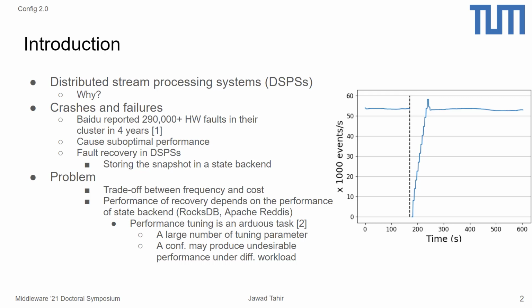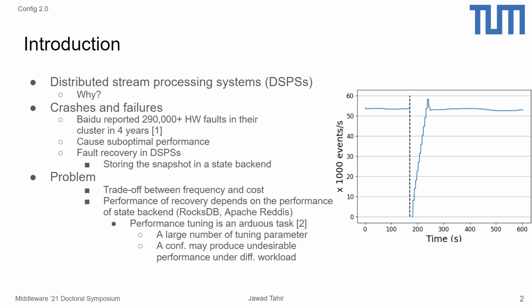Now, the problem that we face here is that there is a trade-off between the frequency of a snapshot and the cost of the snapshot. More frequent snapshots will result in faster recovery from the failure, but will also incur higher cost. The performance of recovery also depends on the performance of the state backend store from where it is reading and writing the system's state, for example, RocksDB or Apache Redis.